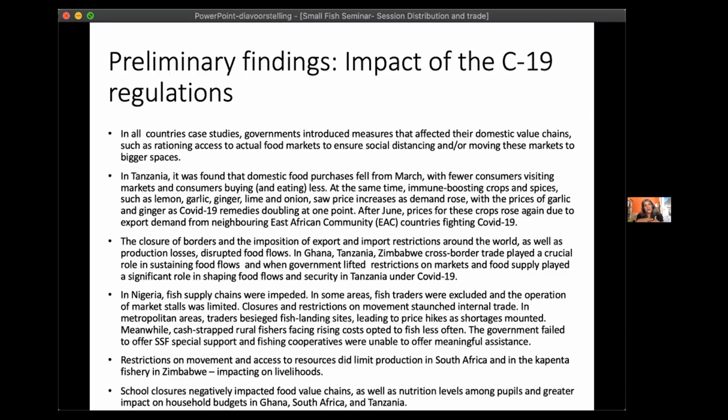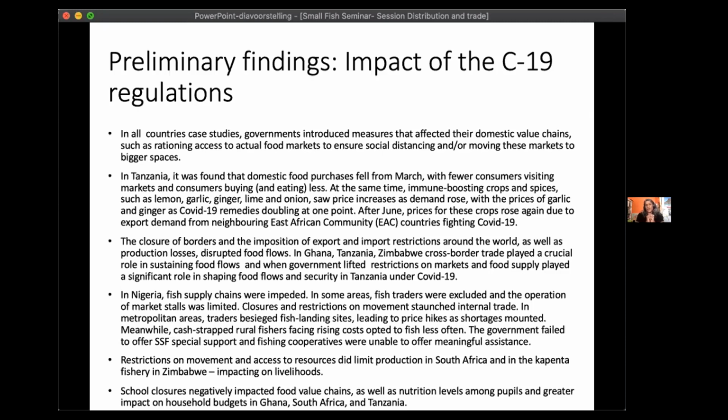We've seen in some of the presentations that I listened to that we don't need to eat fish occasionally. We need to eat fish regularly to sustain the nutritional importance of fish. And government basically failed small-scale fishers in Nigeria, with no special support for fishing cooperatives.